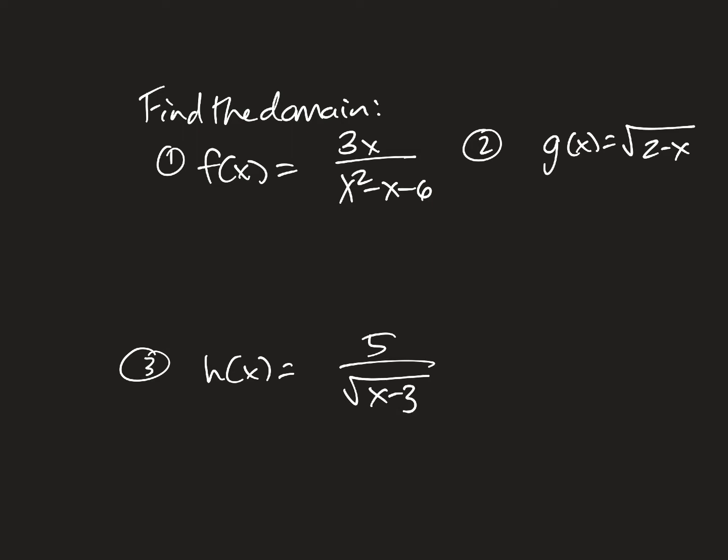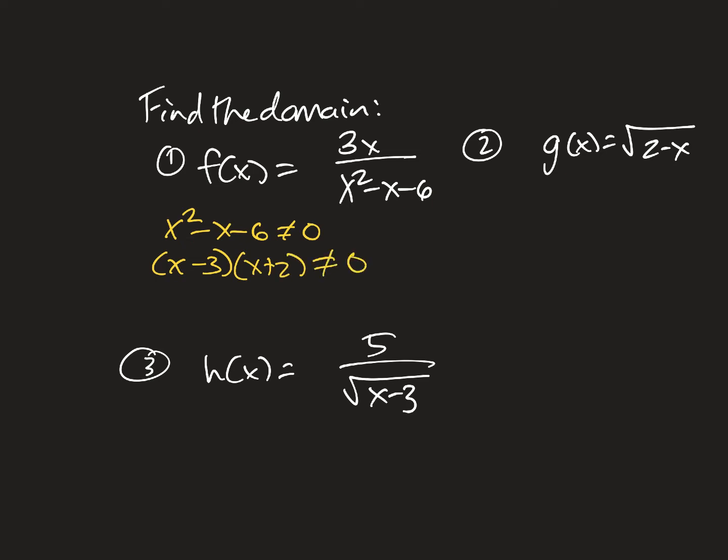Okay, so now going through these problems. So for domain, the thing we most concern ourselves with that we're looking for is denominator can't be 0, and under a square root, it has to be 0 or positive. So in number 1, the thing that concerns us is this denominator cannot be 0. So we need to figure out, well, where would it be 0? Because that's what it can't be.